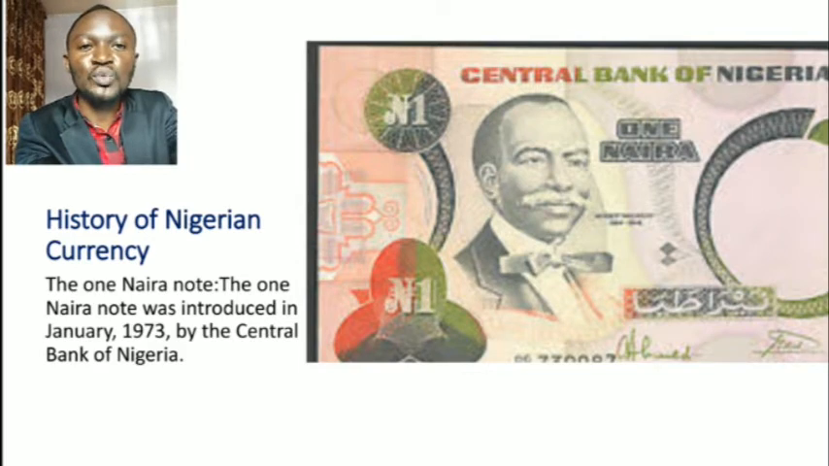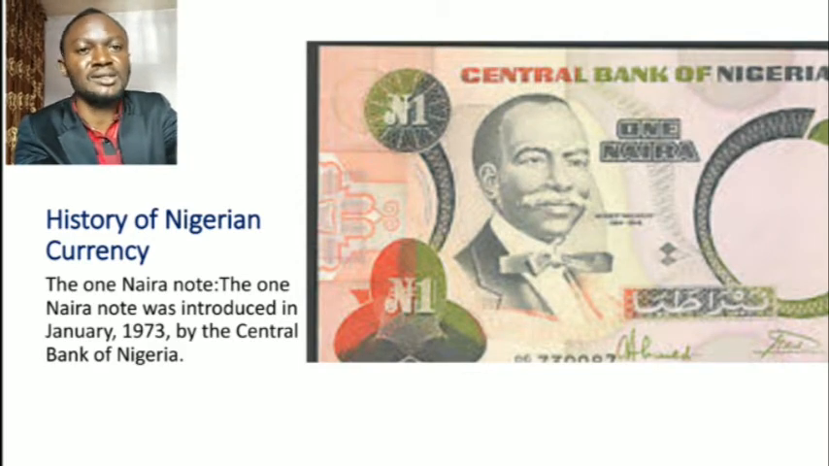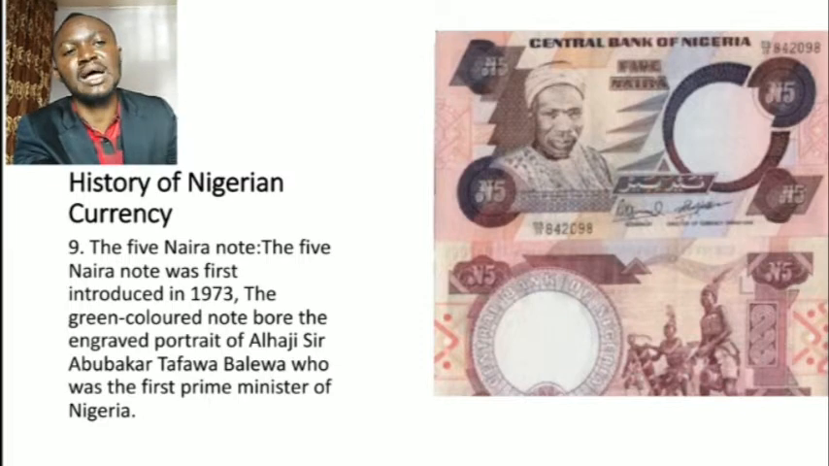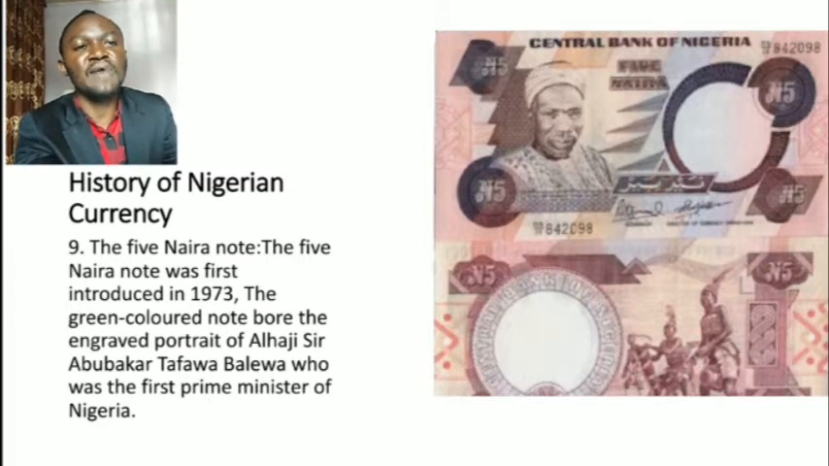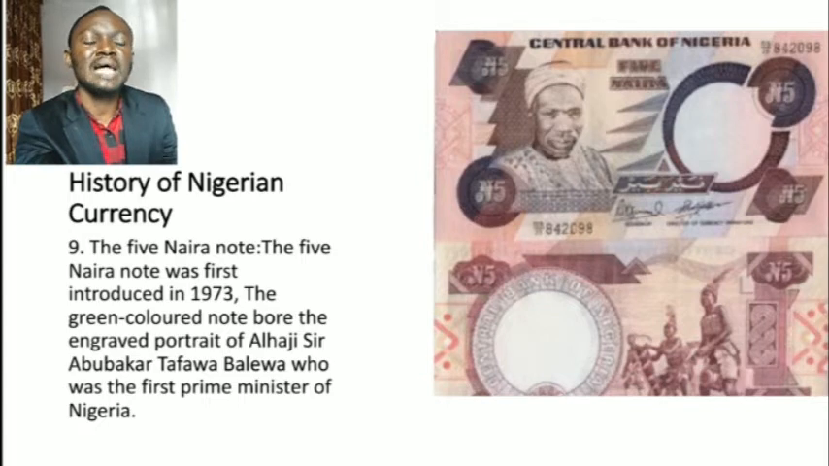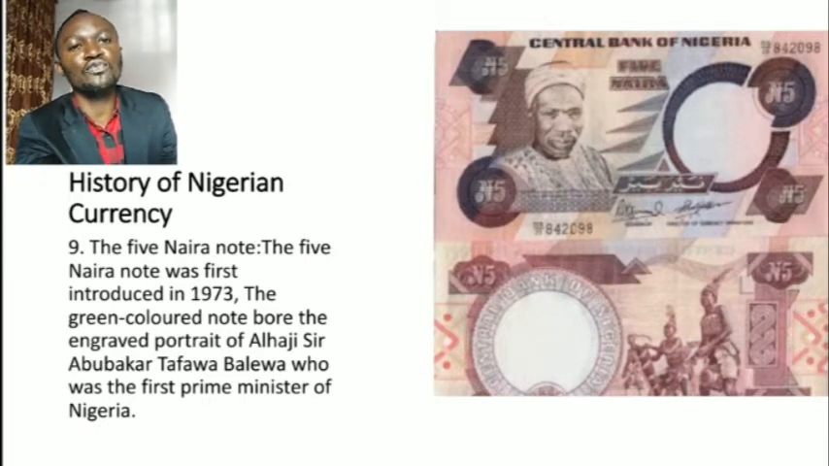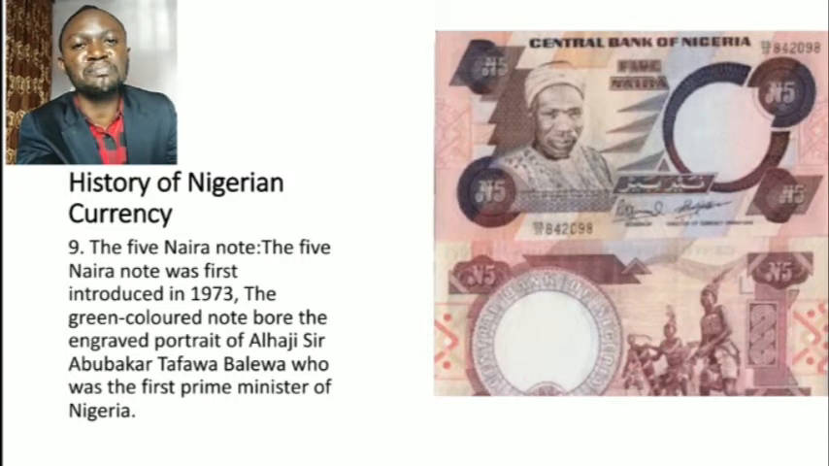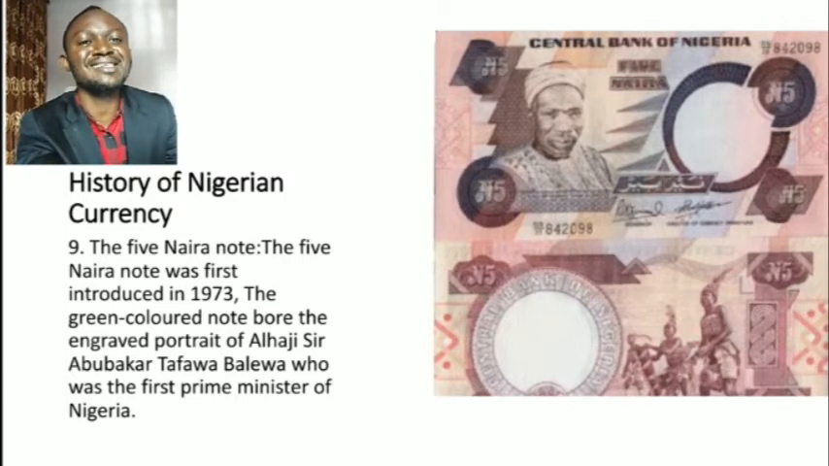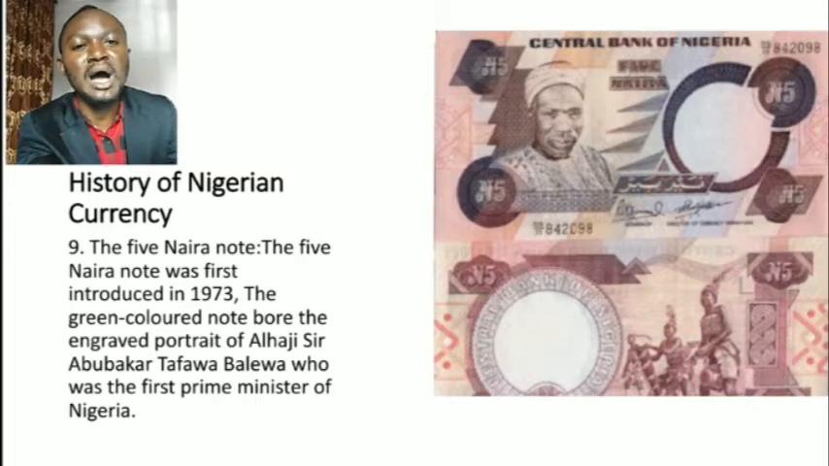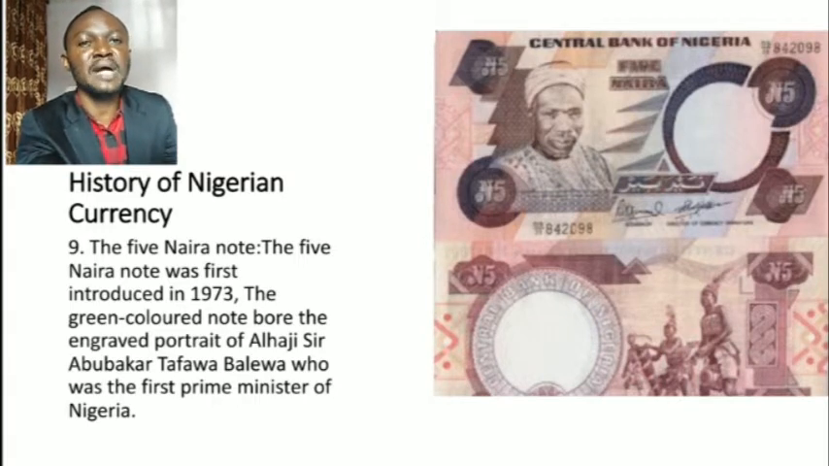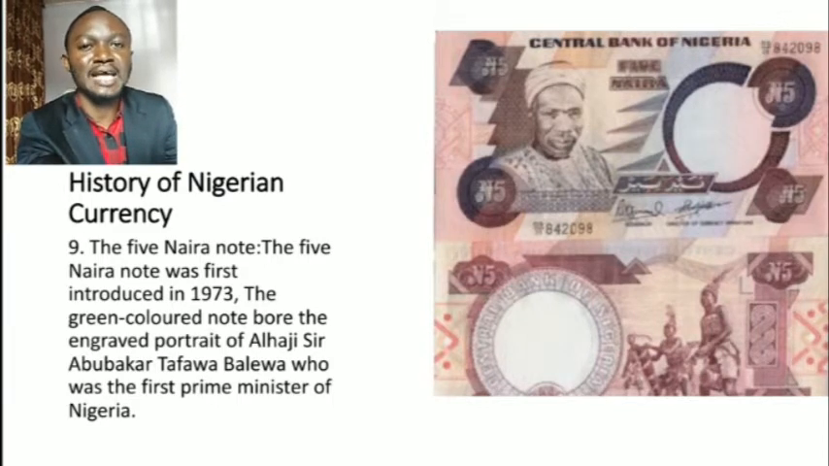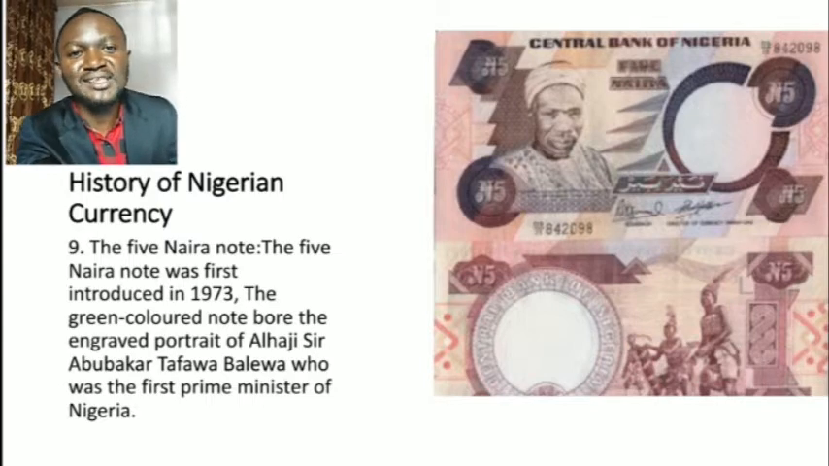So let's continue from where we stopped, which is exactly this point. The next currency that was introduced in Nigeria is the 5 Naira notes. And the 5 Naira notes, we're told, was first introduced in 1973. And it has the portrait of Nigeria's first prime minister, in the person of Sir Abubakar Tafawa Balewa, the first prime minister of Nigeria. And this man is popularly described as the golden voice of Africa.